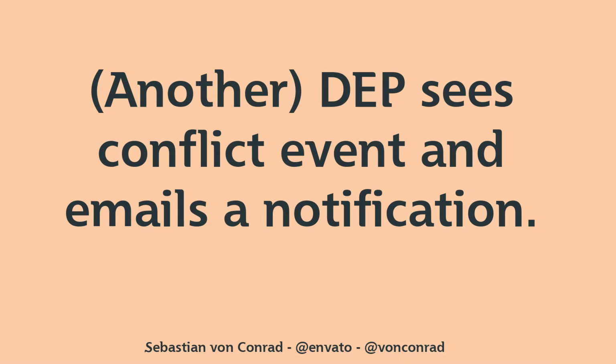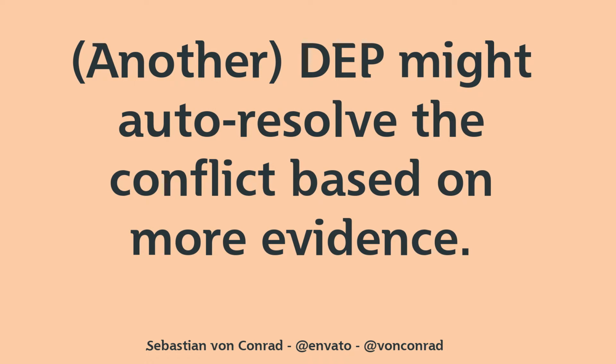We have another downstream event processor that subscribes to the conflict detected event and says, conflict detected, I know what to do with that. I'm going to send the user an email saying, I've detected a conflict, you should probably do something about that. Then you might have another downstream event processor that looks for new evidence that the user might provide and auto-resolves conflicts.